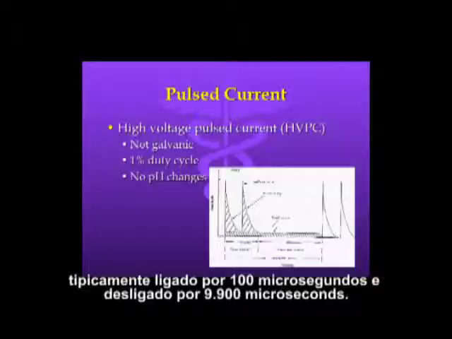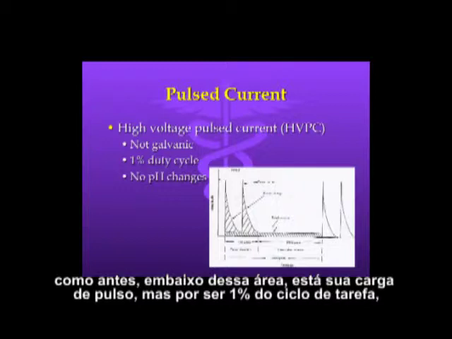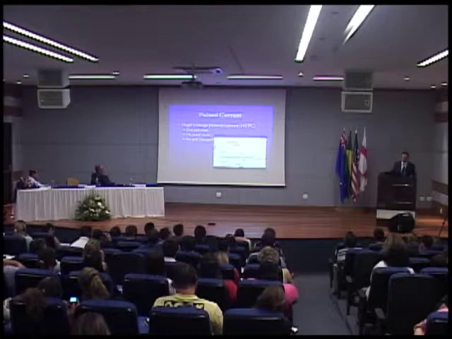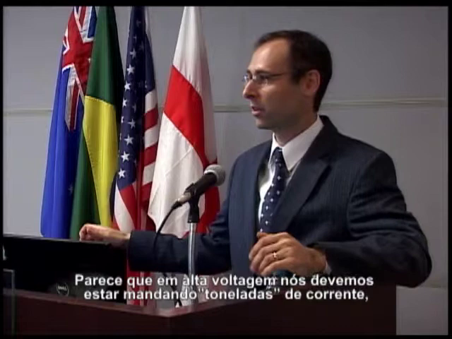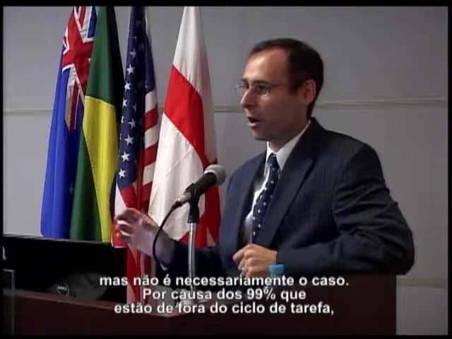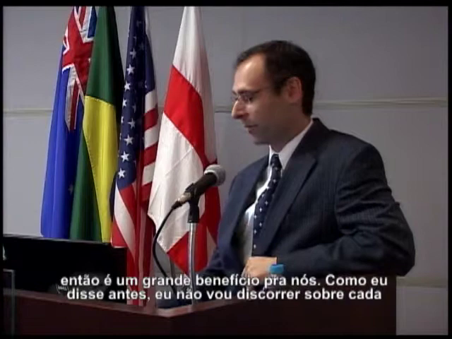In its place, what we have is a 1% duty cycle, typically on for 100 microseconds, off for 9,900 microseconds. So what you're seeing here, they may be hard to read, the spikes are your peak current. Just like before, underneath the area is your pulse charge. But because it's a 1% duty cycle, your total current delivered is actually low. Sometimes that is confusing. It seems like high volt, we must be sending tons of current through there, and that's not necessarily the case. Because of the 99% off time, you don't get those pH changes under those electrodes like we did with direct current. So that's a major benefit for us.